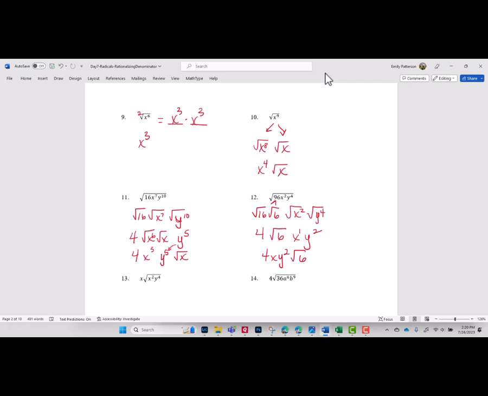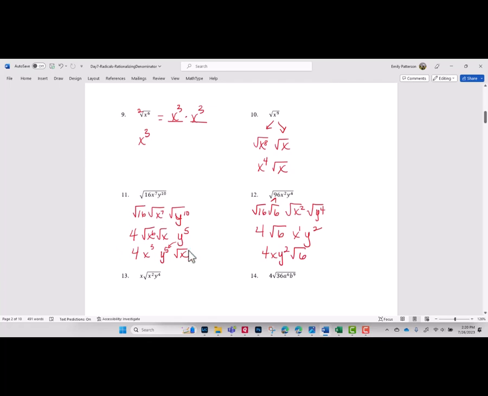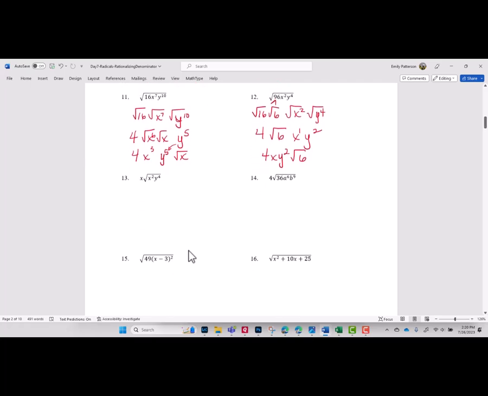So go ahead and do 13 and 14. Please keep in mind that those values out on the front still have to be taken into account.